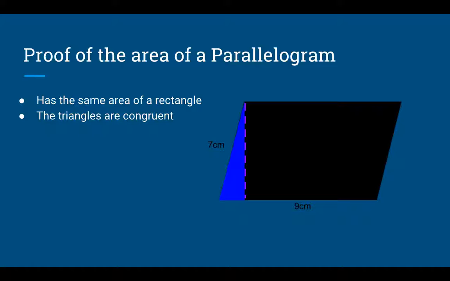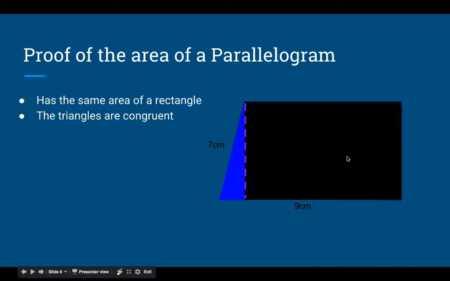Okay, to prove it, we're going to say that it has the same area as a rectangle. Okay, we're going to prove that, and then that the triangles are congruent. We're going to prove that as well. And so this is the height, okay? What we're going to do is cut this triangle and switch it all the way around and see what happens.